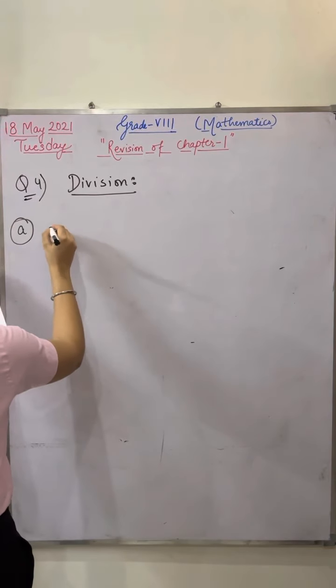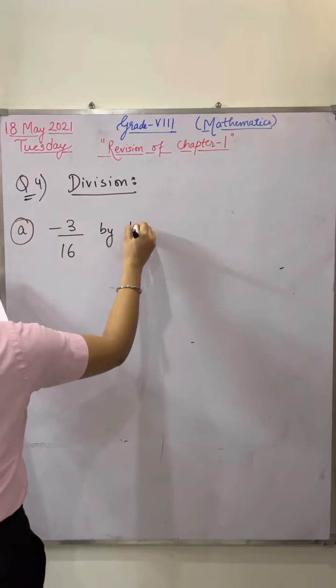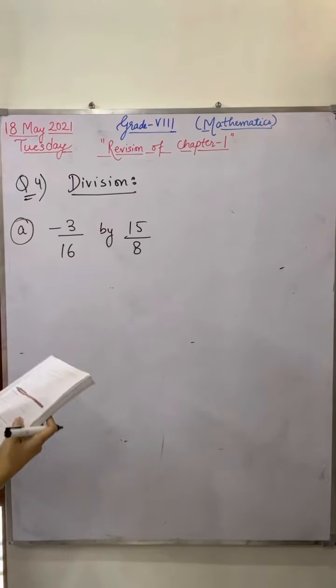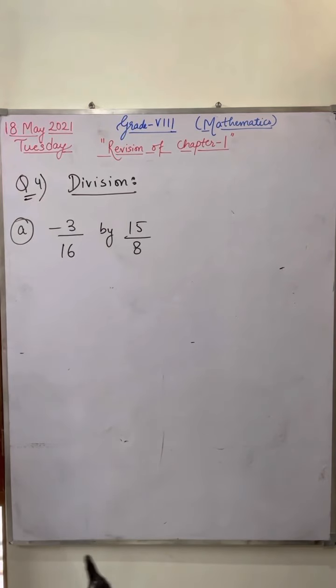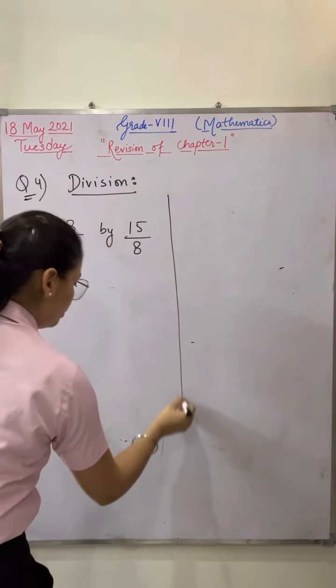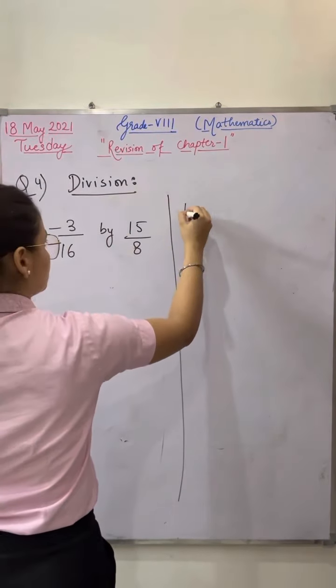You have to divide minus 3 upon 16 by 15 upon 8. Now you have to write here the division sign first of all, and then in the next step which sign you have to write, that I have told you. Yes, Simarpreet, it is very compulsory to cancel the term. Okay, and you have to convert the question into the simplest form, easiest form.